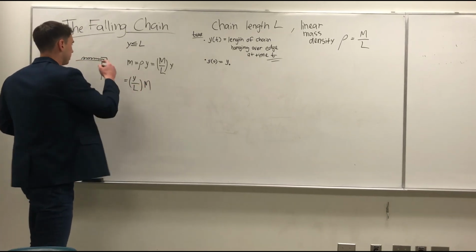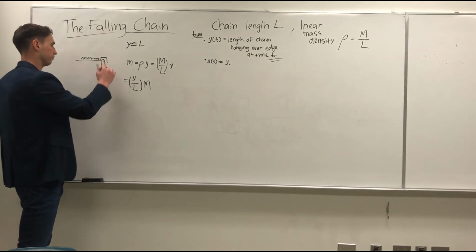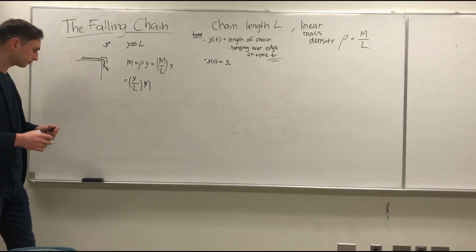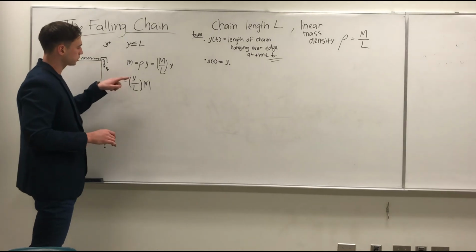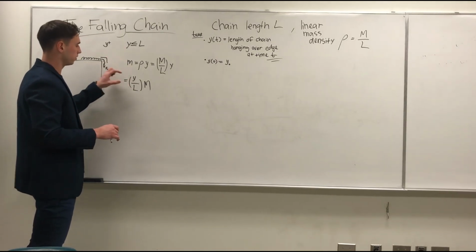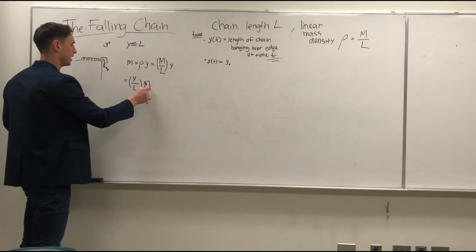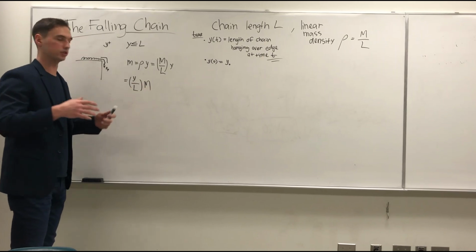Because as soon as y is L, the ratio is 1, and little m is essentially the total mass of the chain. Another thing I forgot to establish: we're going to take y to be positive as it's going down. Positive, it's very important. As I was saying, y is going to be a smaller number than L, so you get a small number modulating this mass, because it can never exceed the total mass of the chain.